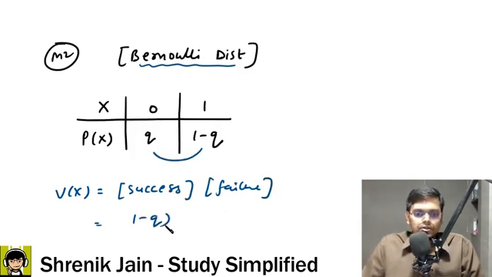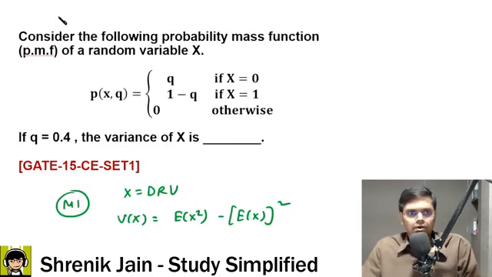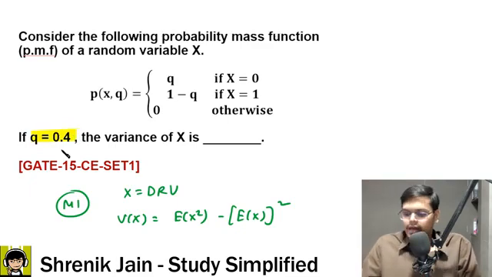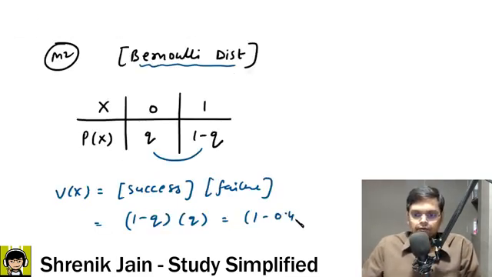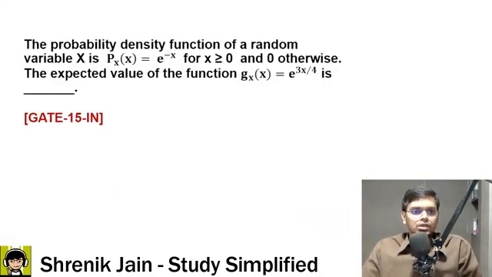So 1 minus q into q. Sir, q was given in the question, that q is 0.4. Yes, see, q is 0.4. If you substitute, you will get the answer now. 1 minus 0.4 into 0.4. So finally, the answer is 0.6 into 0.4, 0.24. Done. Try the next question.